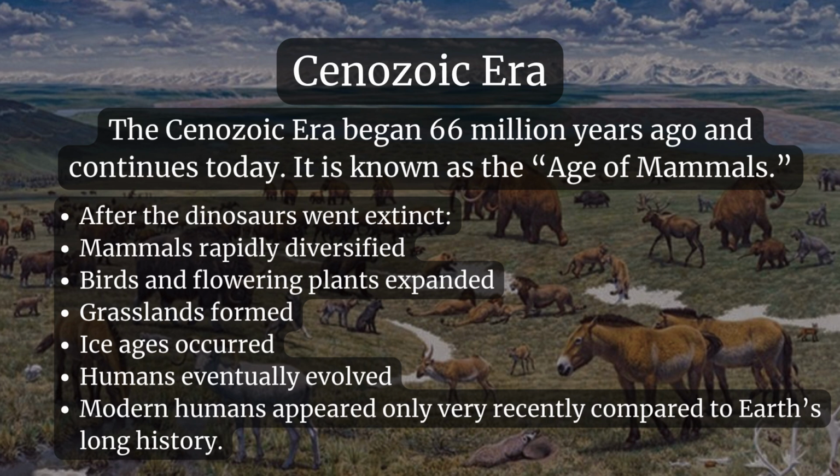This was after the dinosaurs went extinct in the previous period, and mammals rapidly diversified. As you can see in this background, there's a lot of diversity, and a lot of them evolving. Birds and flowering plants expanded, grasslands formed, the Ice Age came, and humans eventually evolved from the apes into Homo sapiens. Modern humans appeared only very recently, but that's just compared to all of Earth's long history.